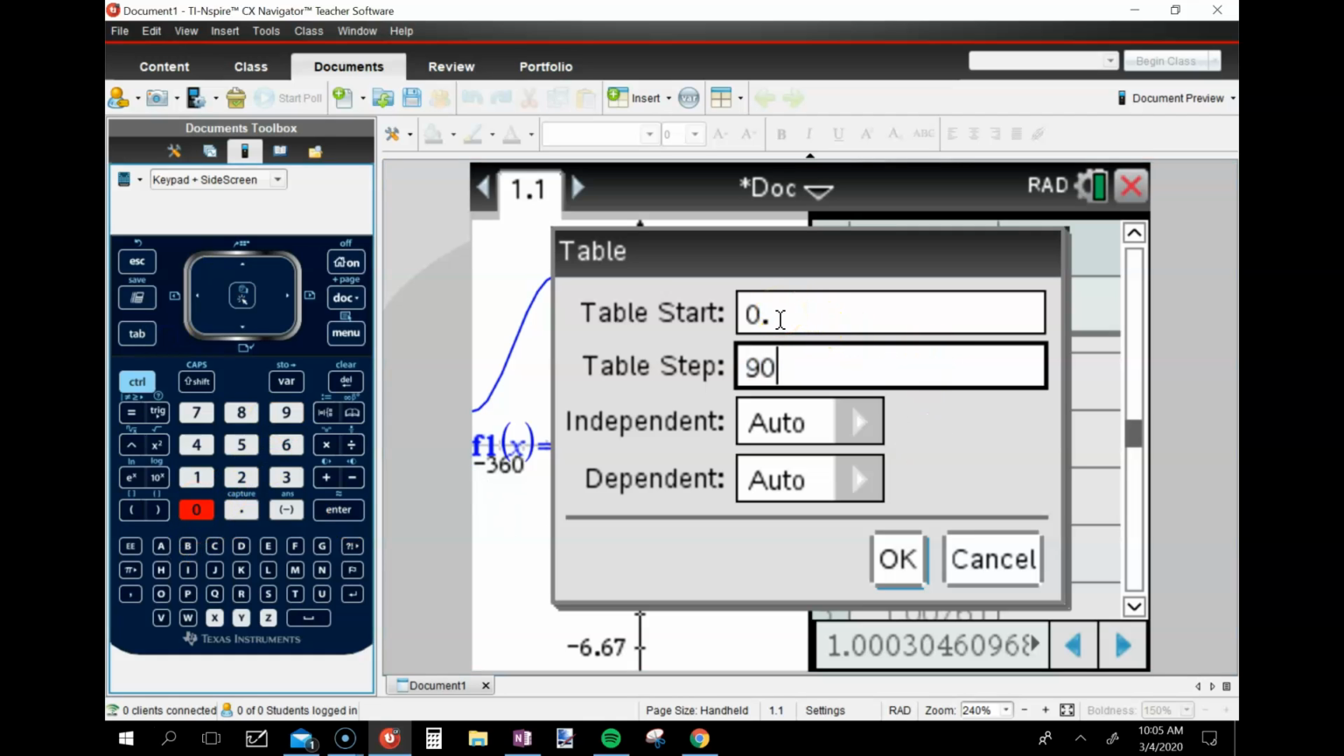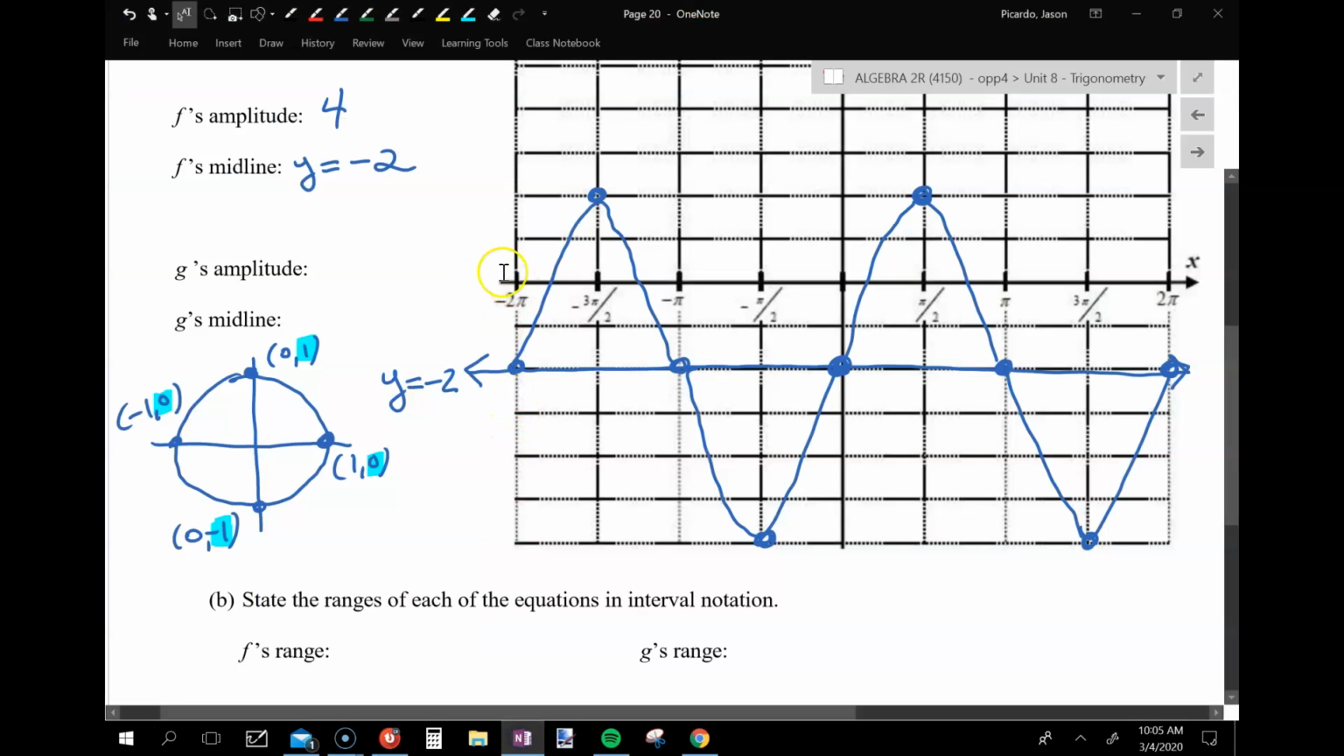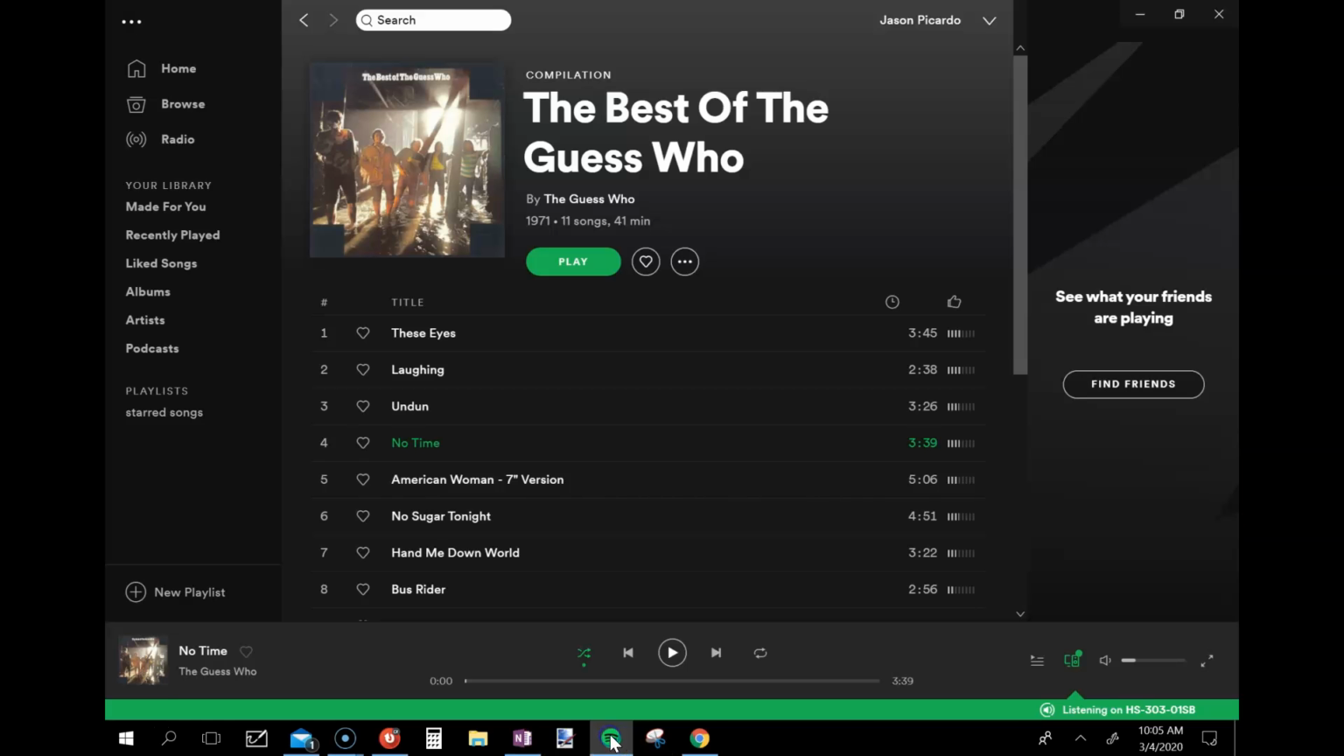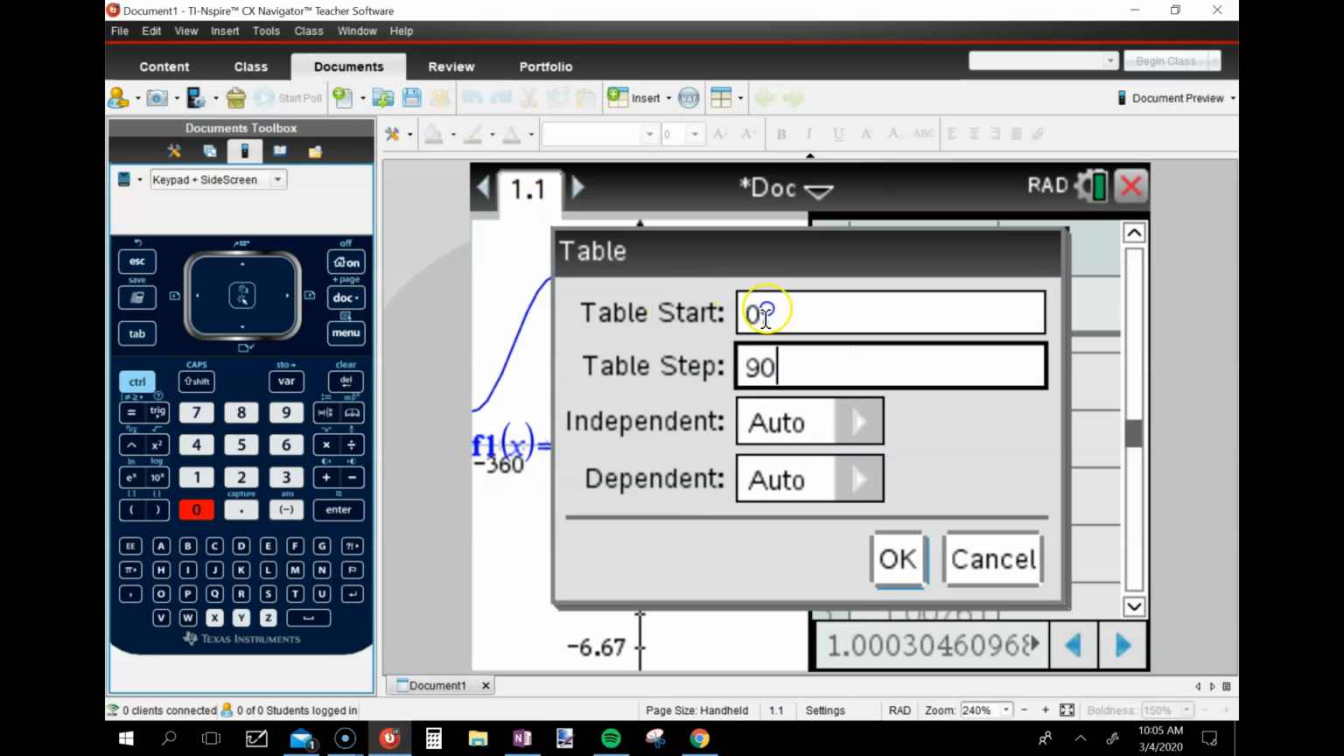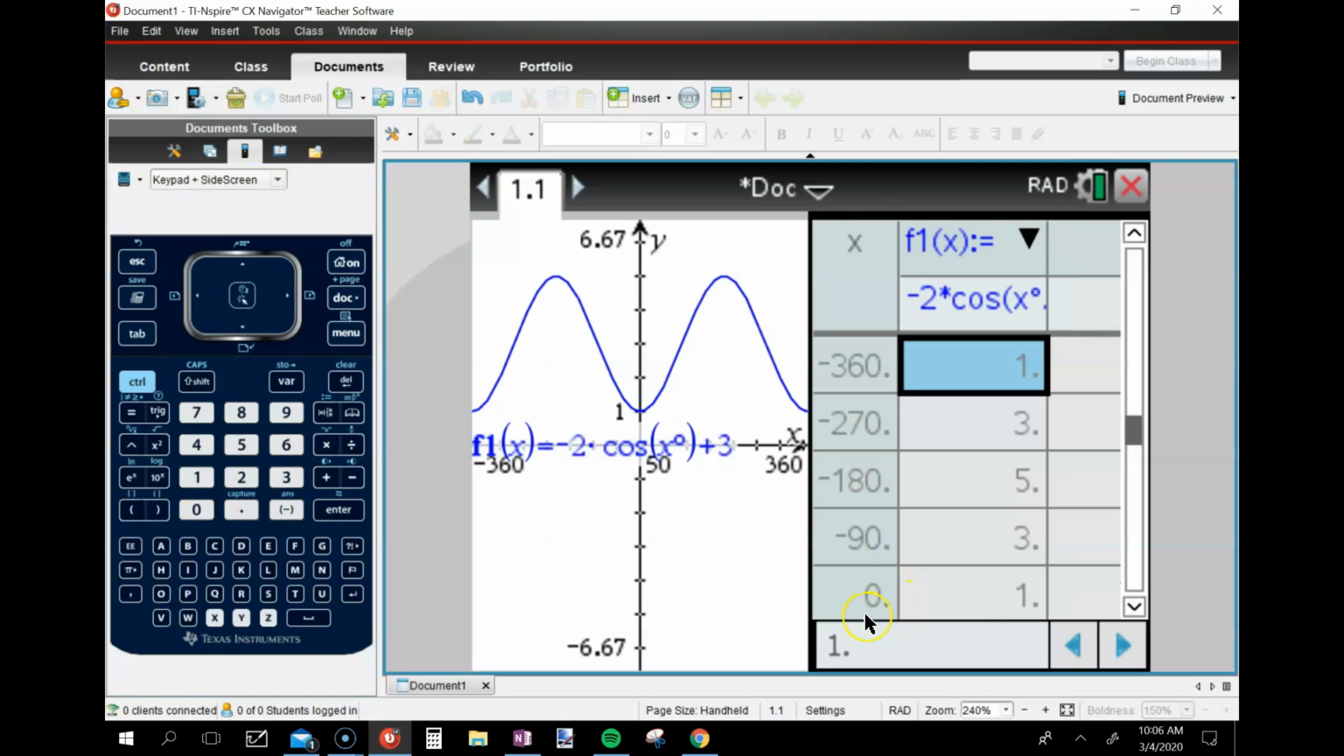Where do you want your table to start? I could start it at 0, right? What would be even more convenient? Where does the graph start? At -360, right? So if I want to be convenient, I can even make that -360. And now what do I have? Oh, I got a whole chart of what to plot.